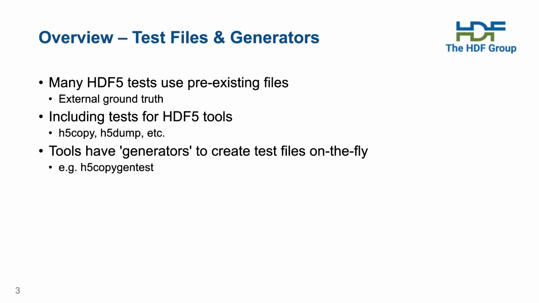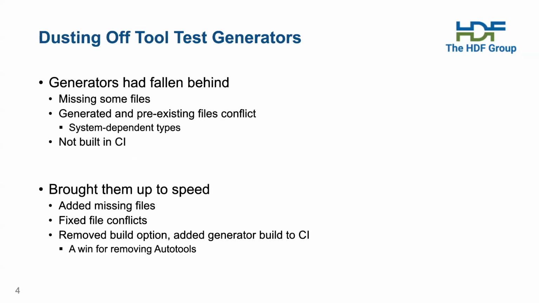So we have these two different sets of test files that can be used, the ones that are pre-generated and the ones that are generated on the fly at test time. Now, as things stood initially a couple months ago, those generators were pretty out of date. They didn't have all the test files that were expected. Even when they did have files, there were some internal conflicts, like data types that would be big endian on some systems, little endian on other ones. Some fields in data types weren't generated quite right. And on top of all that, these generators weren't built in CI. They were stuck behind a build option, which defaulted to off. And so they weren't even really being tested.